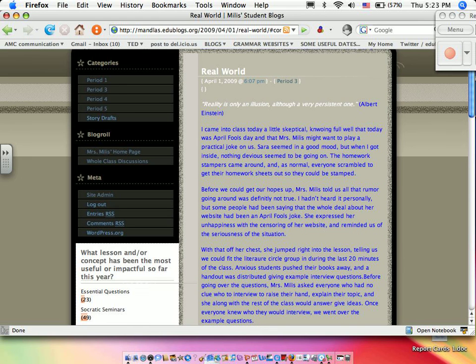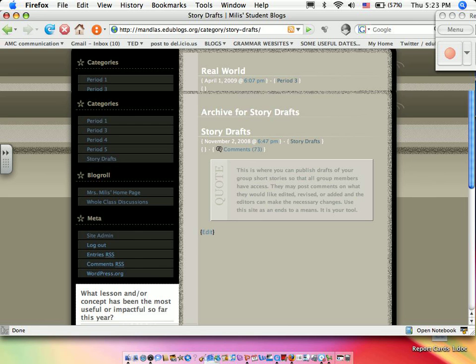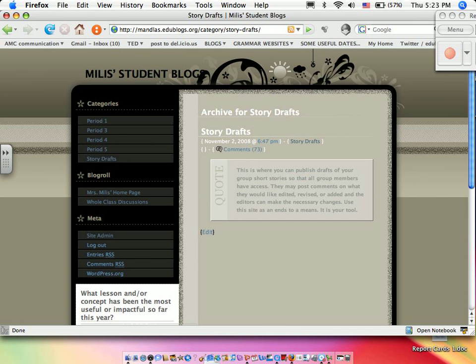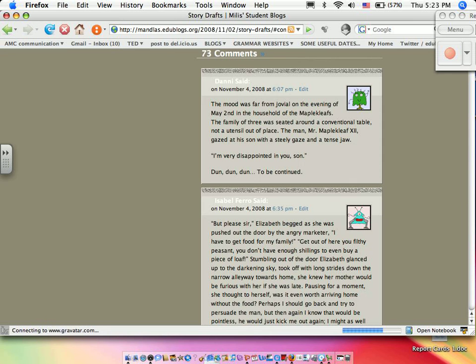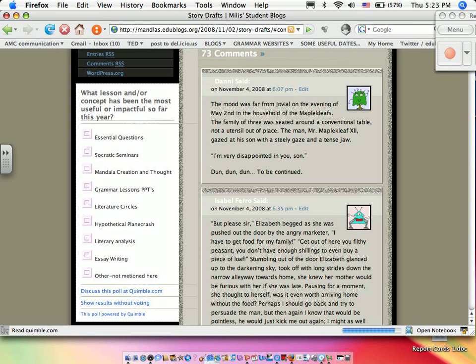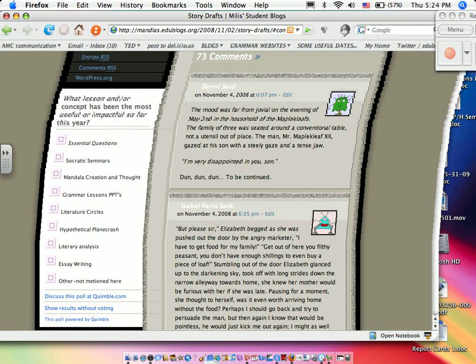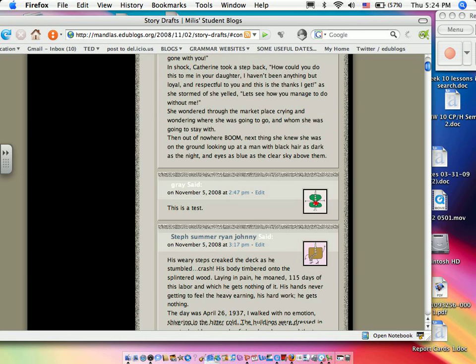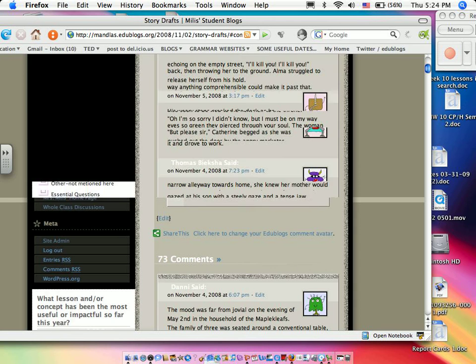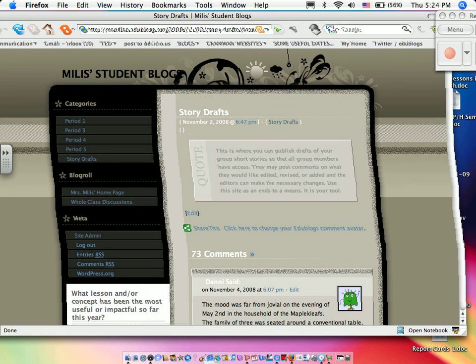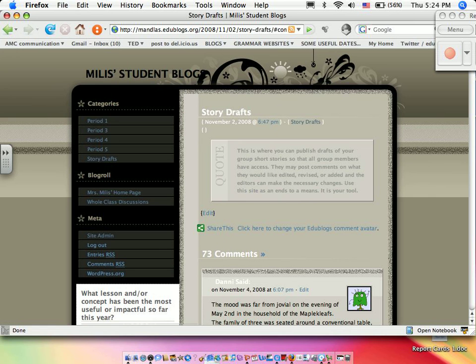One of the things that's very important, I wanted to show you story drafts. We had a short story unit where the students wrote stories in class as groups, and then they posted their stories here in the form of comments from school, and they were able to access their short stories from home so they could build on them. "The mood was far from jovial on the evening of May 2nd in the household of the Maple Leafs." You can just see the students, and if you look at their short stories, they continued to add their drafts and revise and work together from home to put their stories together. It was a great way to facilitate the kind of technological collaboration that we're looking for in the 21st century.